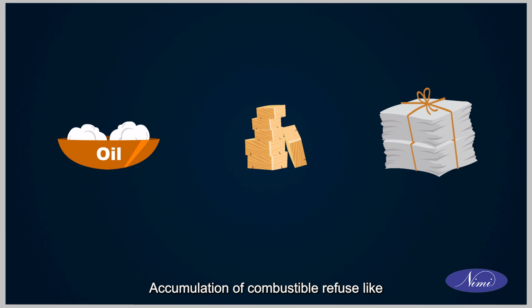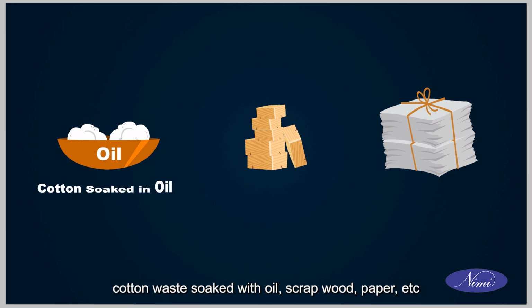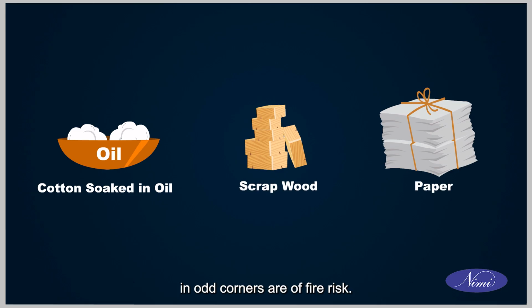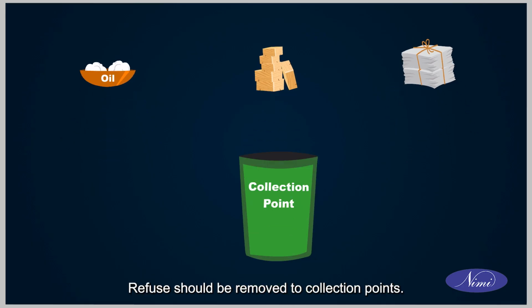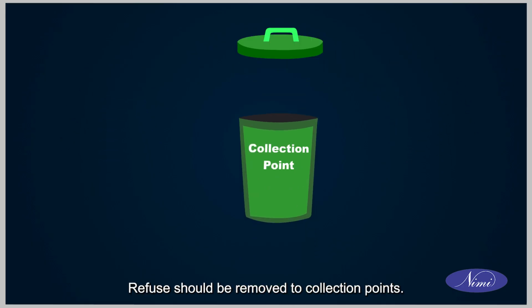Accumulation of combustible refuse like cotton waste soaked with oil, scrap wood, paper, etc. in odd corners are of fire risk. Refuse should be removed to collection points.